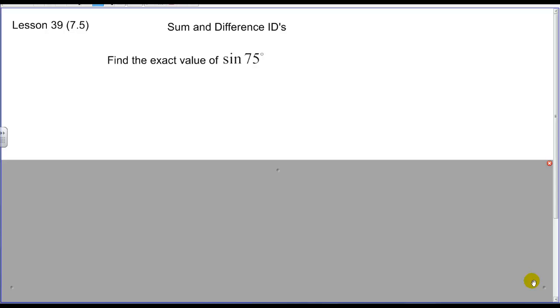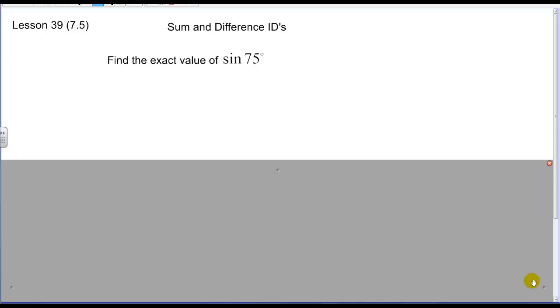Today we talk about sum and difference identities, or sum and difference formulas, however you want to talk about it. These are used to find exact trigonometric values for sine, cosine, secant, cosecant, cotangent of any non-unit circle angle that is made up of a sum or difference of two known unit circle values. And the known unit circle values we know are the 30, 45, 60-degree multiples, 90s obviously.